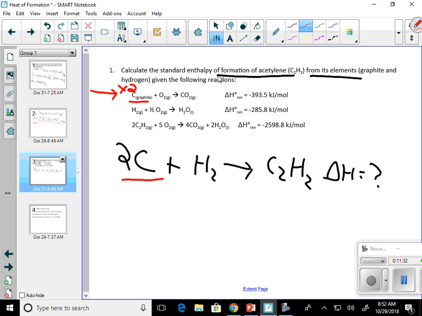Now that means I have 2 carbons, I have 2 O2s, I have 2 CO2s, but perhaps most importantly for us, that means I need to multiply the heat of the reaction by 2. Twice as much reactants should create twice as much energy. That's why I multiply this by 2. That gets me negative 787.